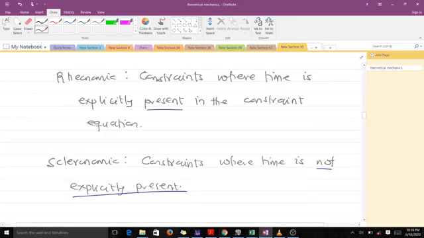Right, so the most important keyword here is that time is explicitly present. Oh, Charlie. Right, and with the scleronomic, time is not present explicitly.